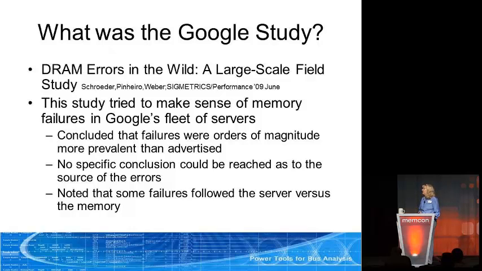And what they concluded was that the failures were orders of magnitude more prevalent than advertised, which means when they looked at the specs of the DRAM parts and the DIMMs, they would get a particular advertised rate of failure. And what they found was that their failure rate was much greater. There was no specific conclusion that could be reached as to the source of these errors. And they noted that some of the failures followed the server versus the memory. They would change out the memory, and the server would fail again with a different manufacturer of memory.